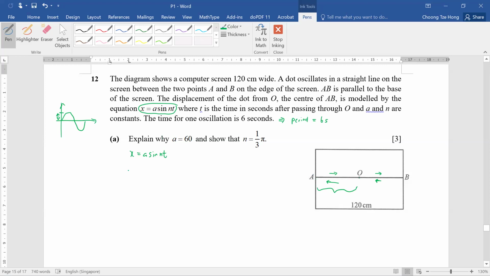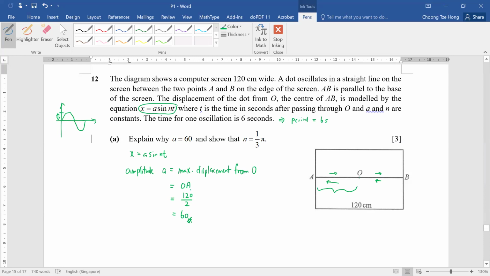So let's write that down. They want us to explain why the amplitude A is 60. So amplitude A equals the maximum displacement from O. In this case, it will be either OA or OB, which will be 120 divided by 2, which will give you 60. So this is how you obtain the answer.